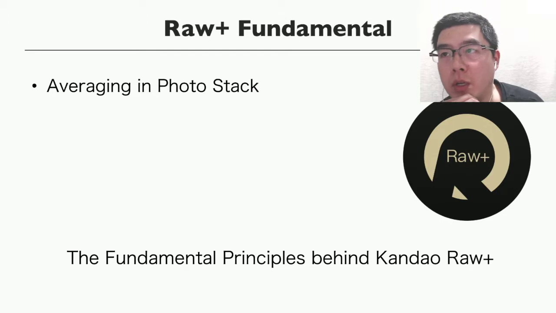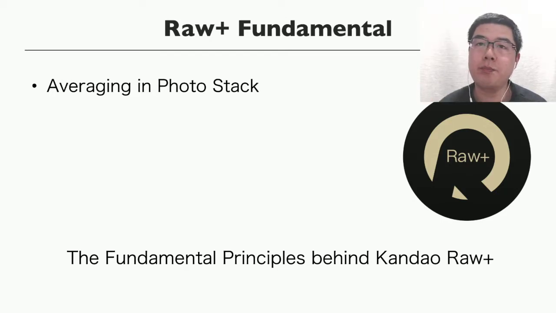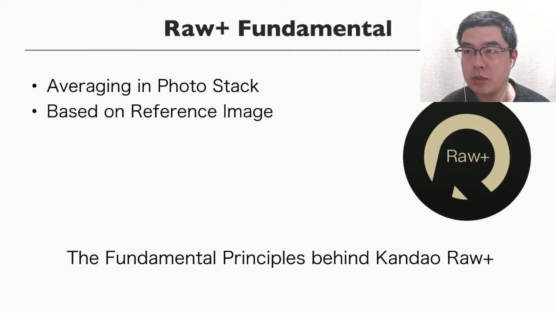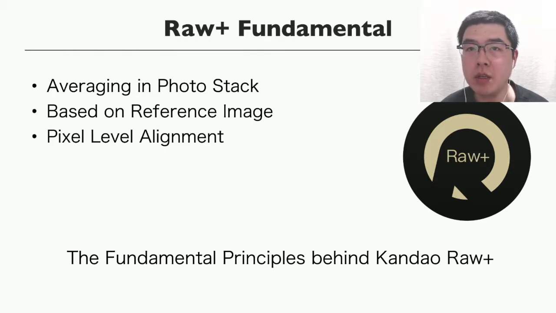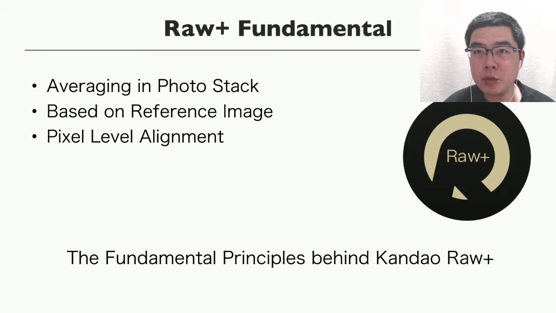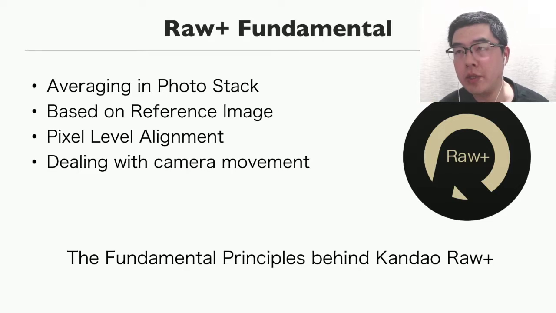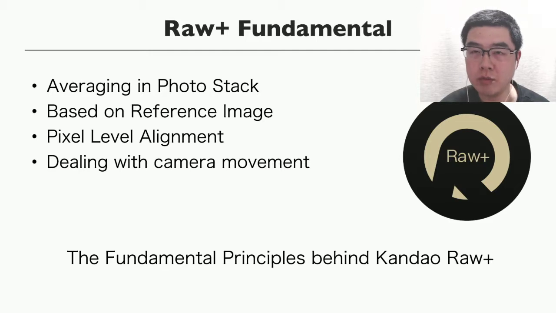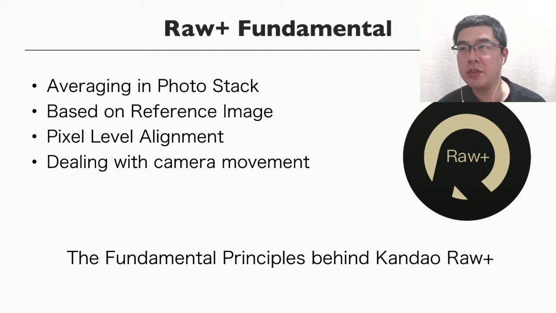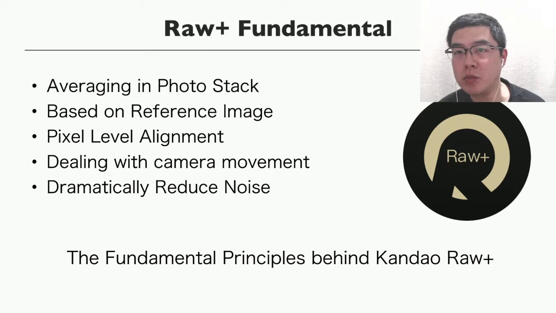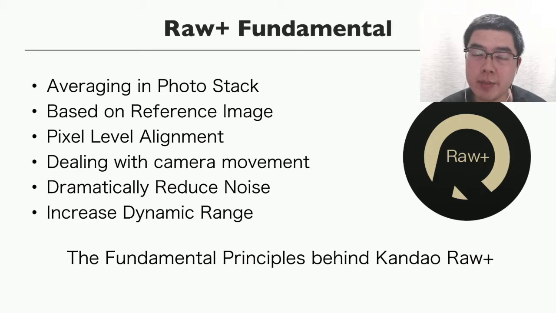In photo stacking, we usually use the averaging algorithm. So RAW+ will perform averaging in the photo stack, and the photo stack operates based on the reference image. What is the reference image? I will show you later on. After the pixel level alignment in the photo stack, the software can deal with camera movement because of the pixel level alignment and the reference image. At the same time, with the averaging algorithm, it could dramatically reduce the noise and increase the dynamic range.